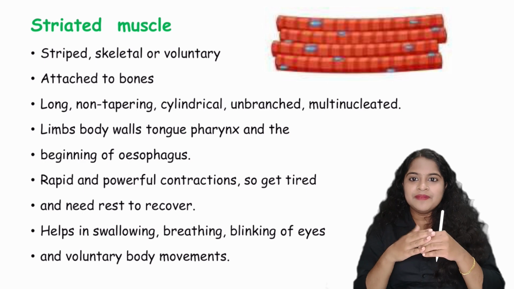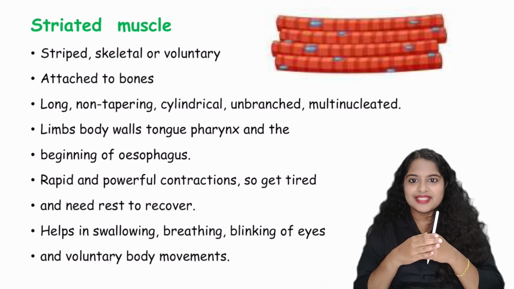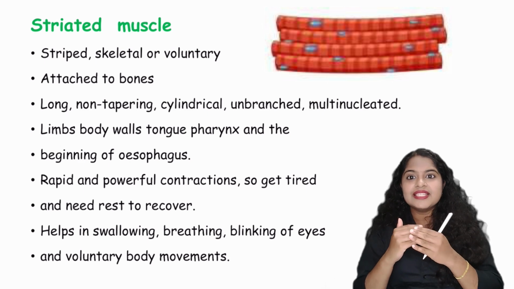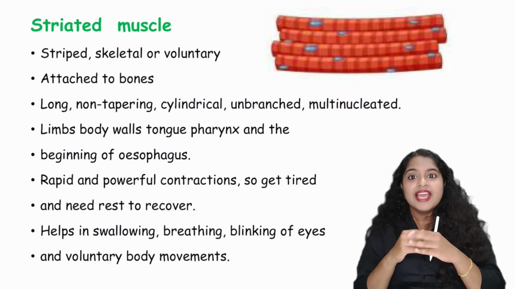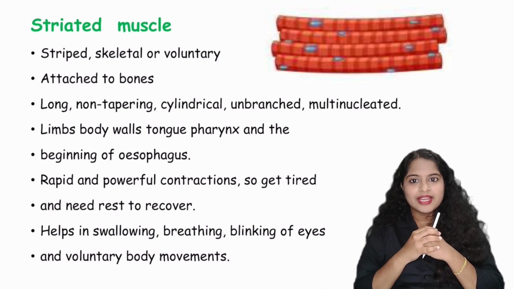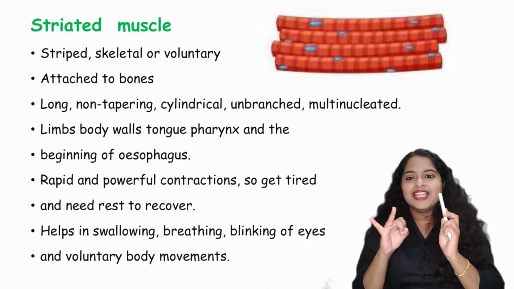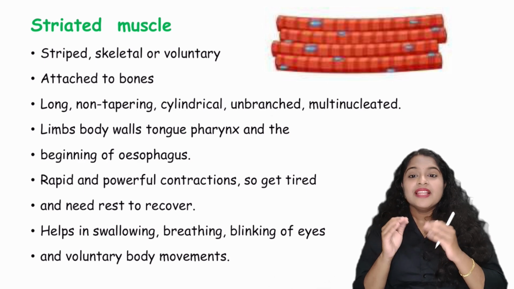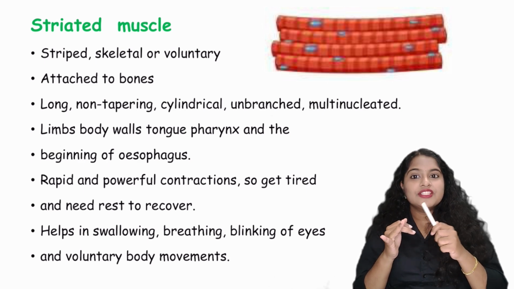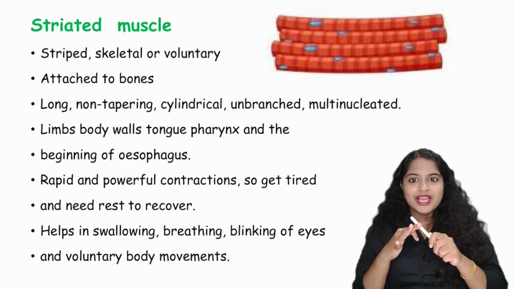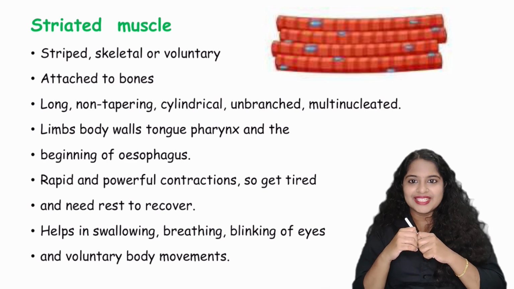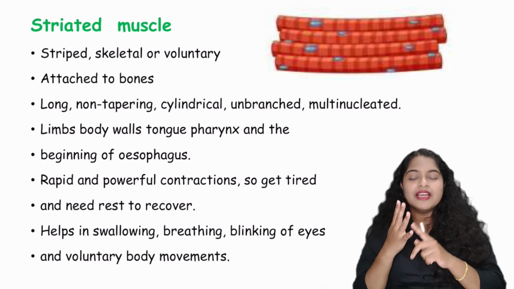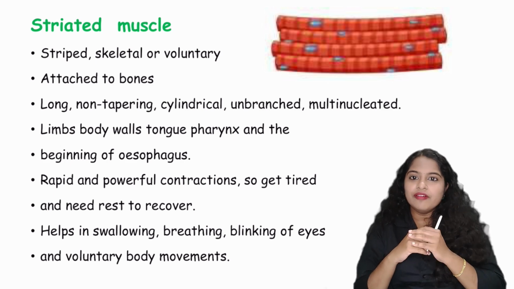Since these striated muscles are attached to our bones, they are called skeletal muscles. And since these muscles are involved in the voluntary actions, they are also called voluntary muscles. So there are three names for our striated muscles. One is striated, then we have skeletal muscles, then the voluntary muscles. The cells in these muscles are long, which do not have a tapering end. They are unbranched and they are multinucleated. So these are mainly found in the limbs, pharynx, tongue and beginning of esophagus.